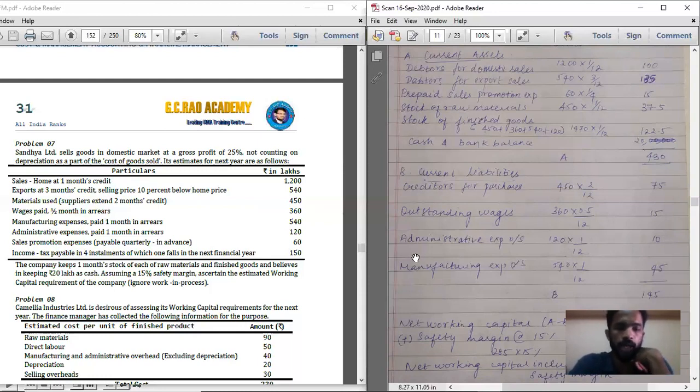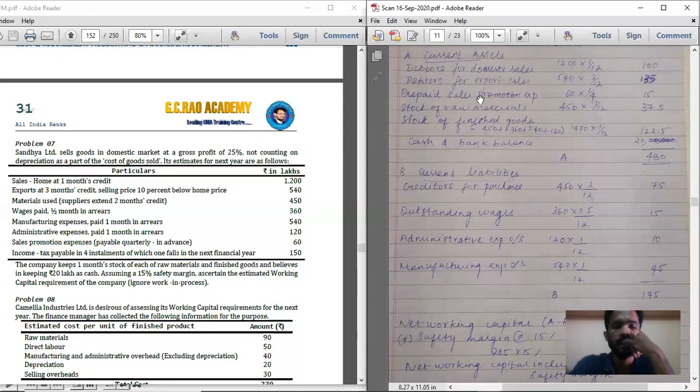Below that, administrative expenses outstanding. Administrative expenses paid 1 month in arrears, which is 120 lakhs. So 120 into 1 by 12, that is 10.